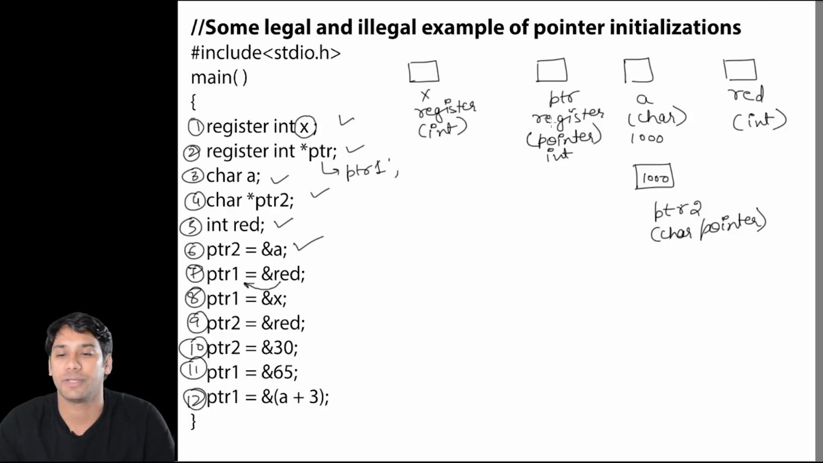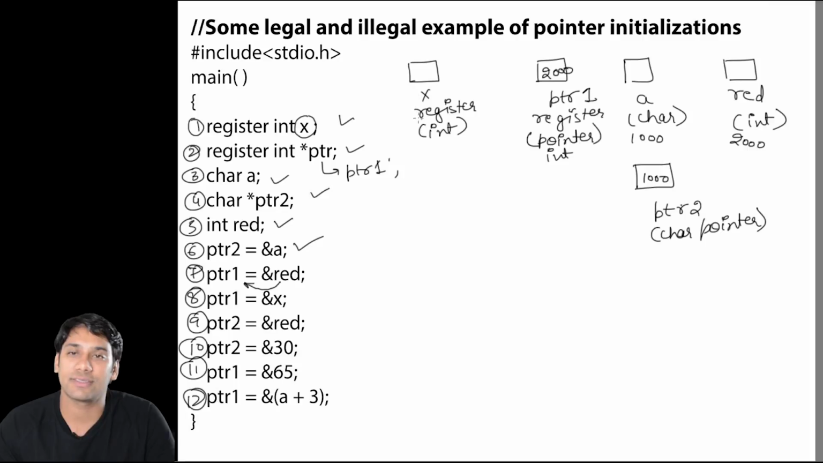PTR1 instead of PTR, it is PTR1. So in line number 7, we are storing the address of red into PTR1, right? Let us suppose the address of red is 2000, which will now be stored in PTR1. That means PTR1 is storing 2000. Now in the next line, we are saying ptr1 is equal to address of x, right?